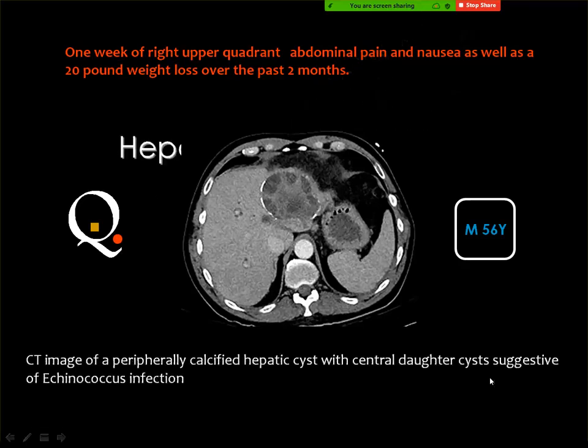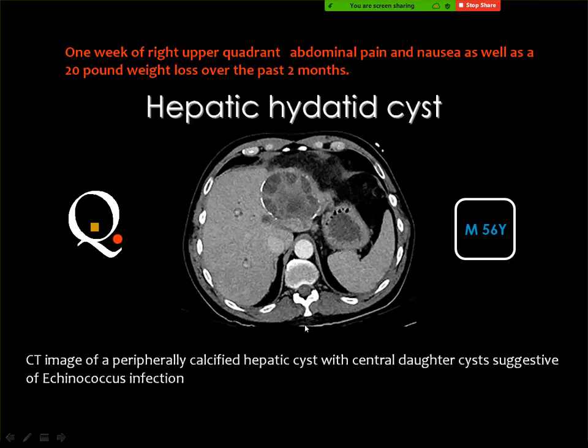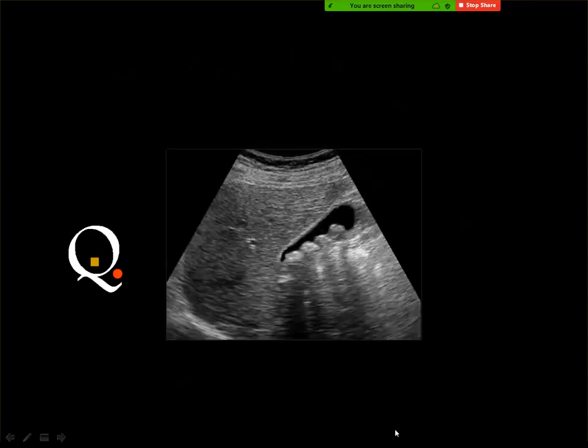Hydatid. Yes, this is hepatic hydatid cyst with classic appearance of a big lesion with internal cystic structures as well as calcium. All these features are diagnostic of hydatid cyst.